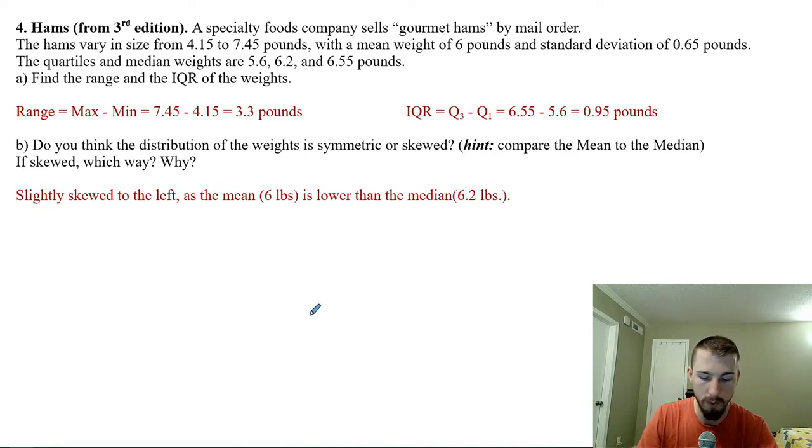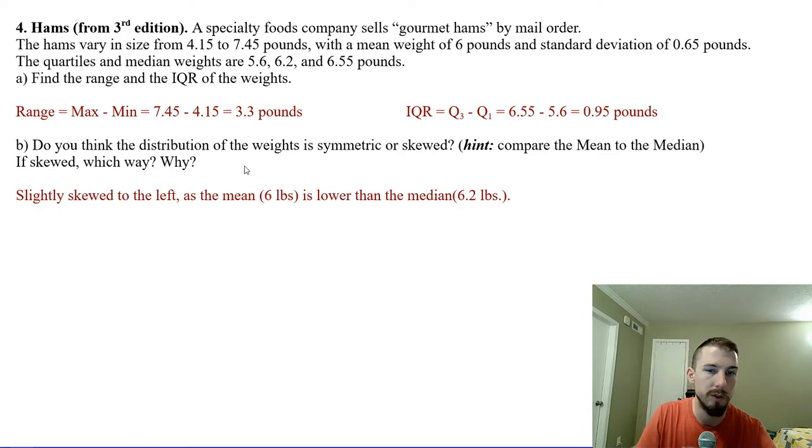Let me do number 4 with you. It says a specialty food company sells gourmet hams by mail order. The hams vary in size from 4.15 to 7.45 pounds with a mean weight of 6 pounds and standard deviation of 0.65. The quartiles are given, so this would be your first quartile, the median, and the third quartile. Combined with the minimum and the maximum, that gives you your 5-number summary. They're just giving it to you in a weird form. Find the range and the IQR. The range is the max minus the min, so that's going to be 3.3. The interquartile range is the third quartile minus the first quartile, which gives you that value there.